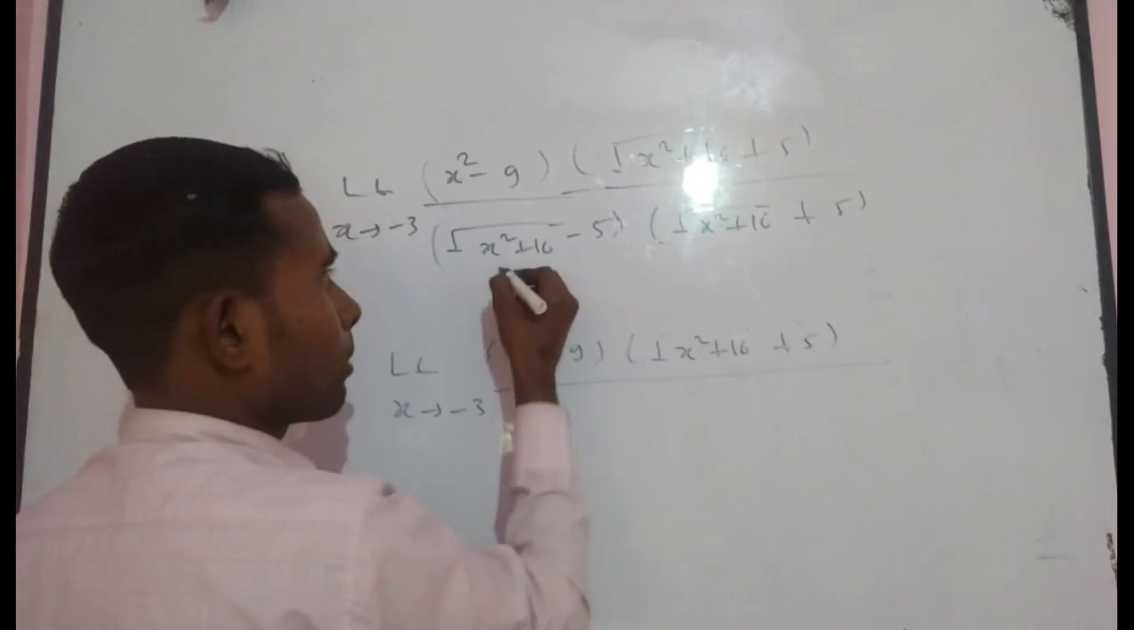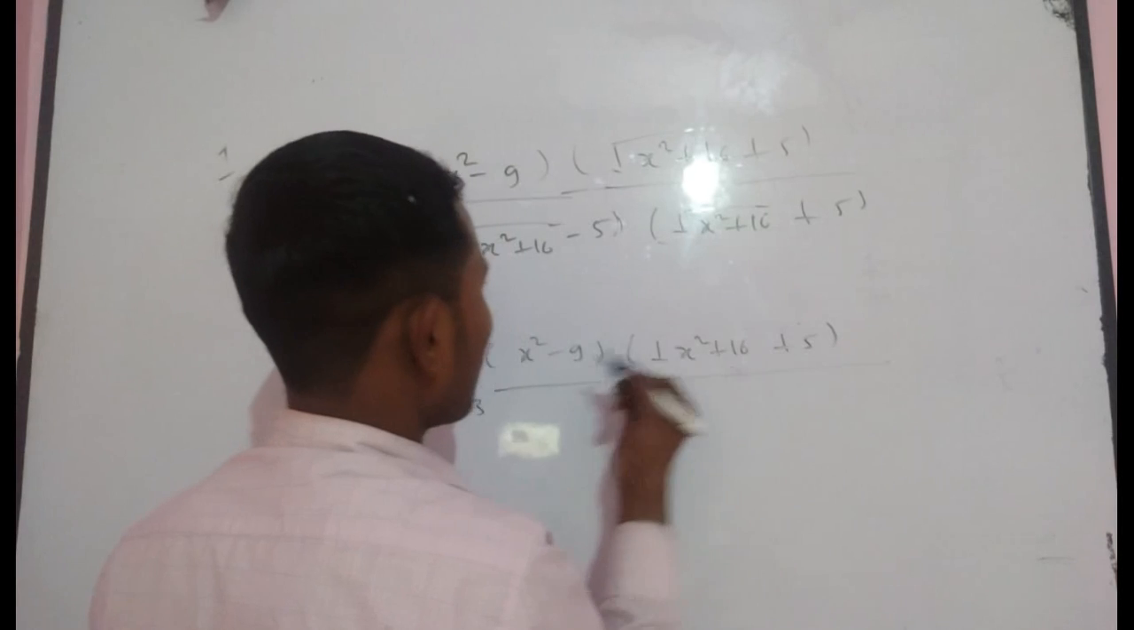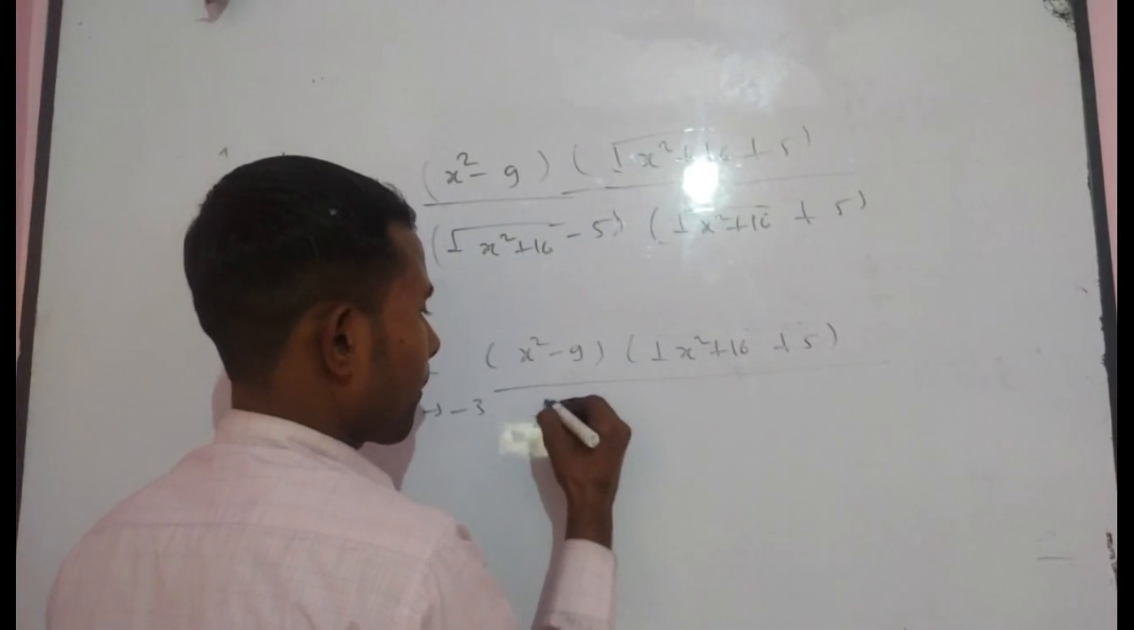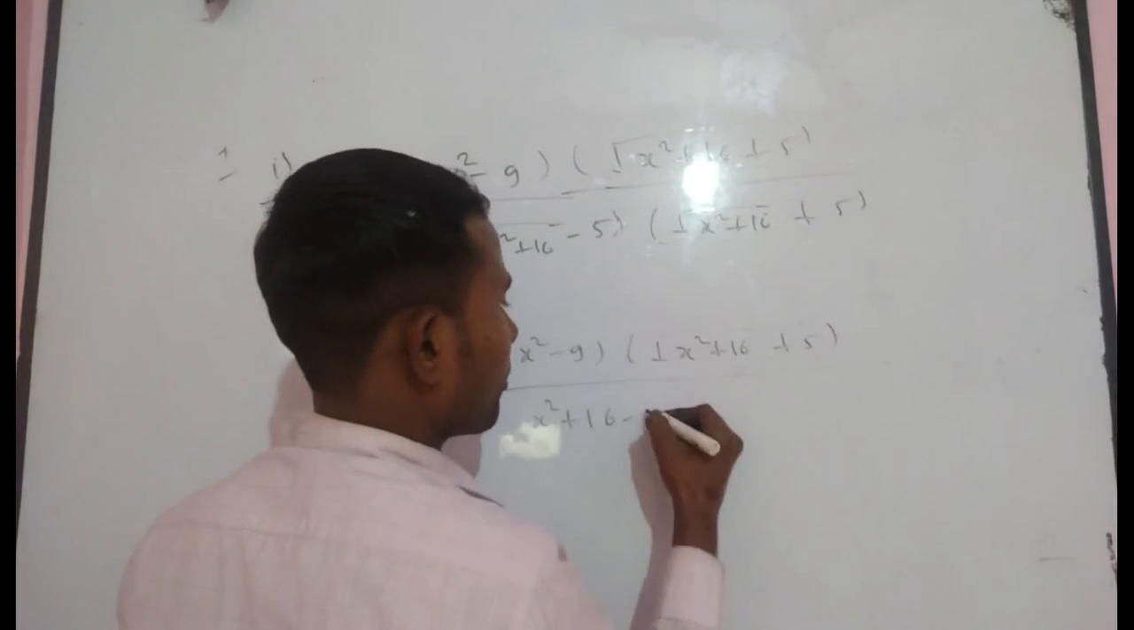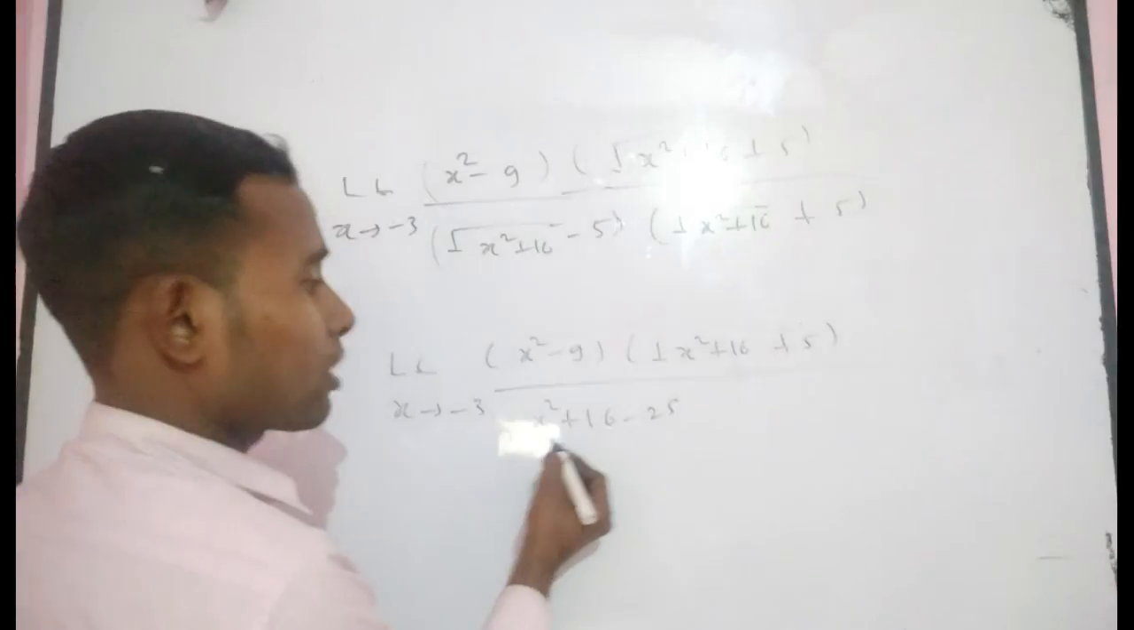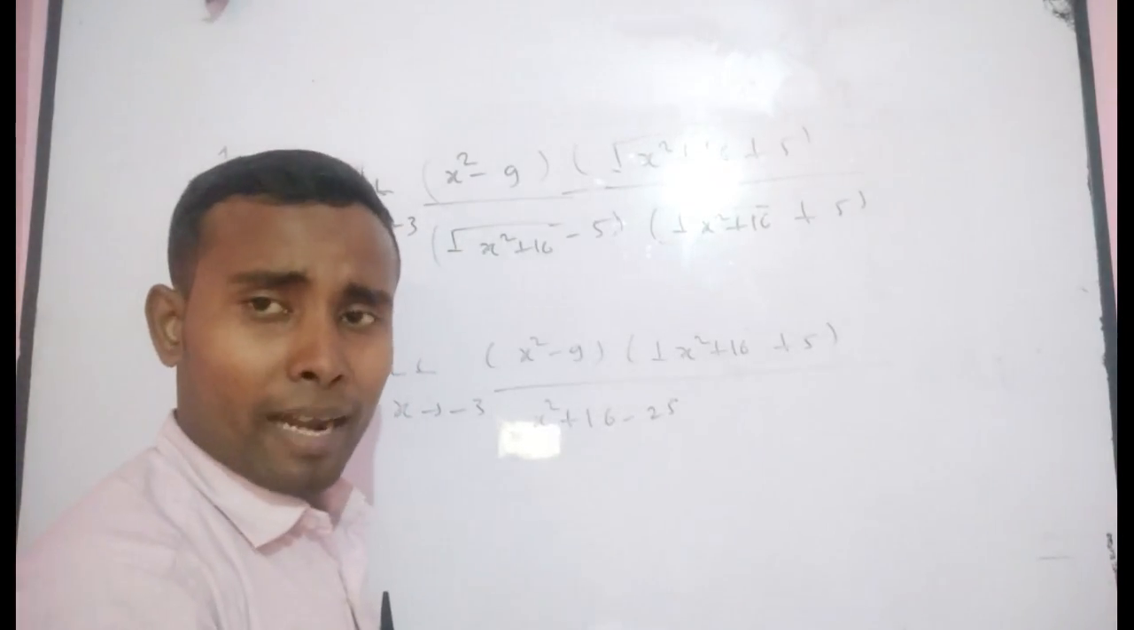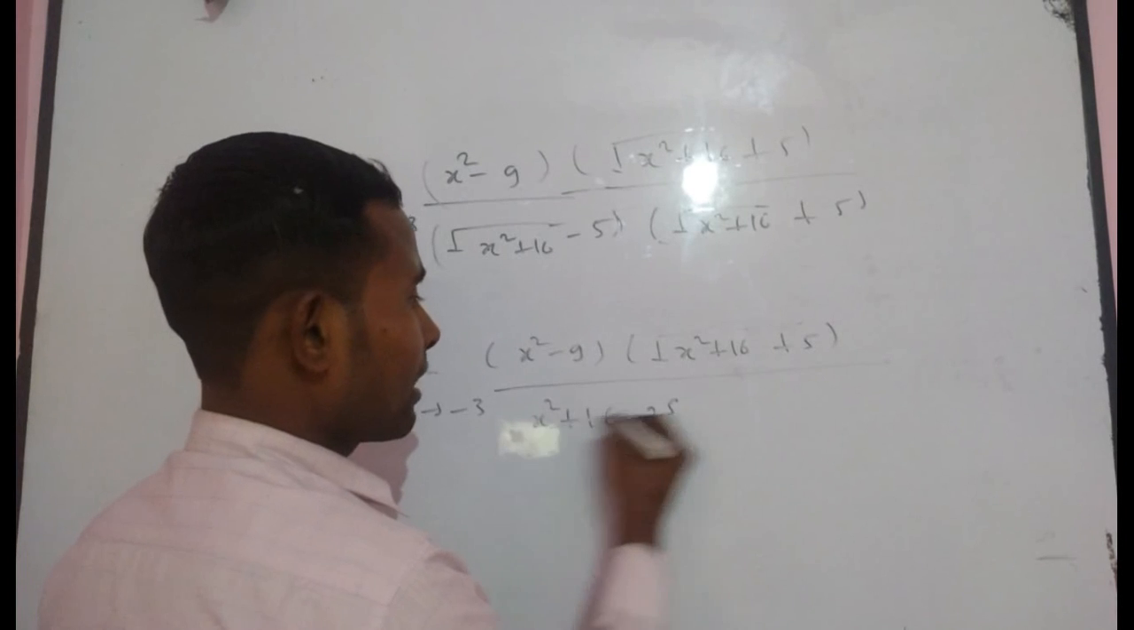Divided by, here it will be a minus b into a plus b, a square minus b square, that means x square plus 16 minus b square, that means 25. Now here you get x square plus 16 minus 25, that means minus 9. So it will be x square minus 9. Both terms will be cancelled.